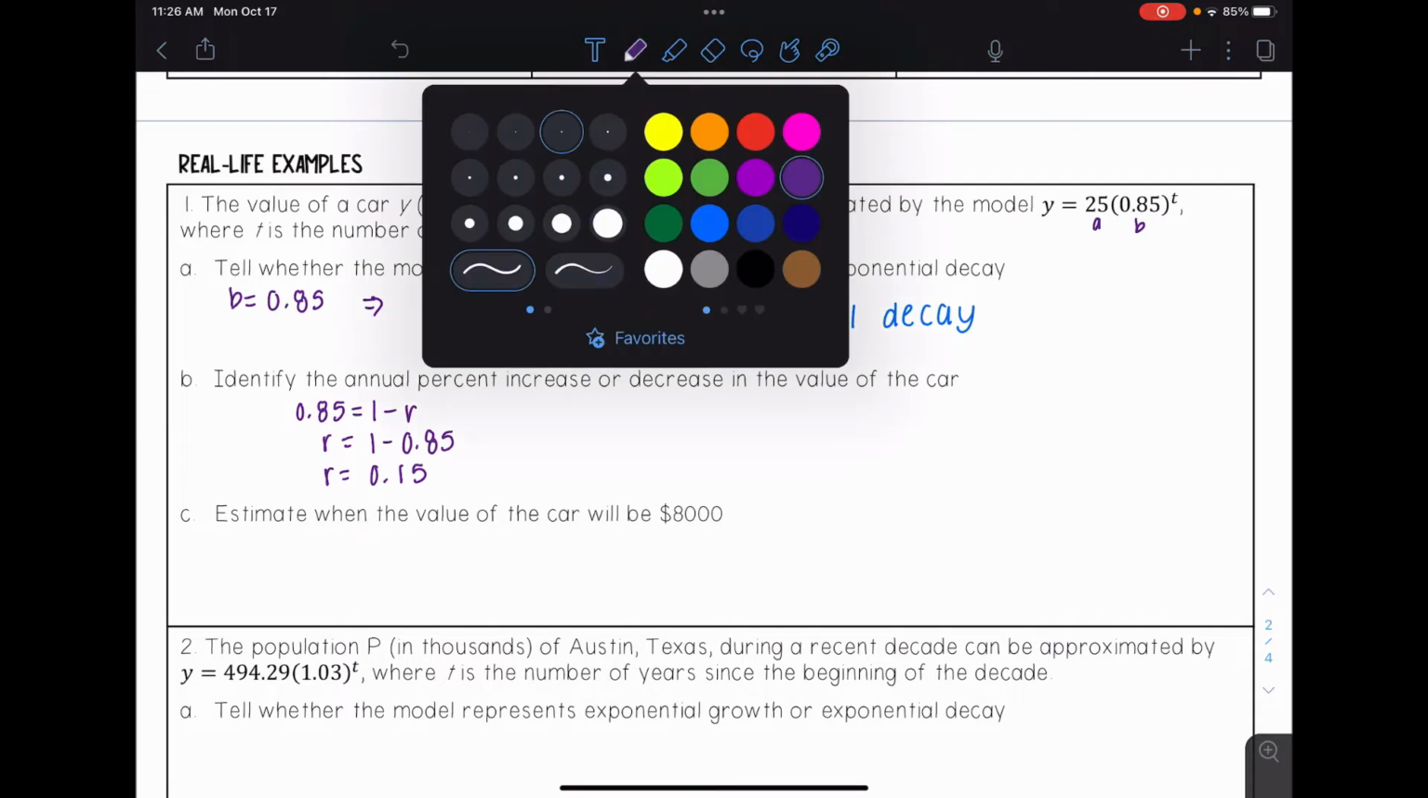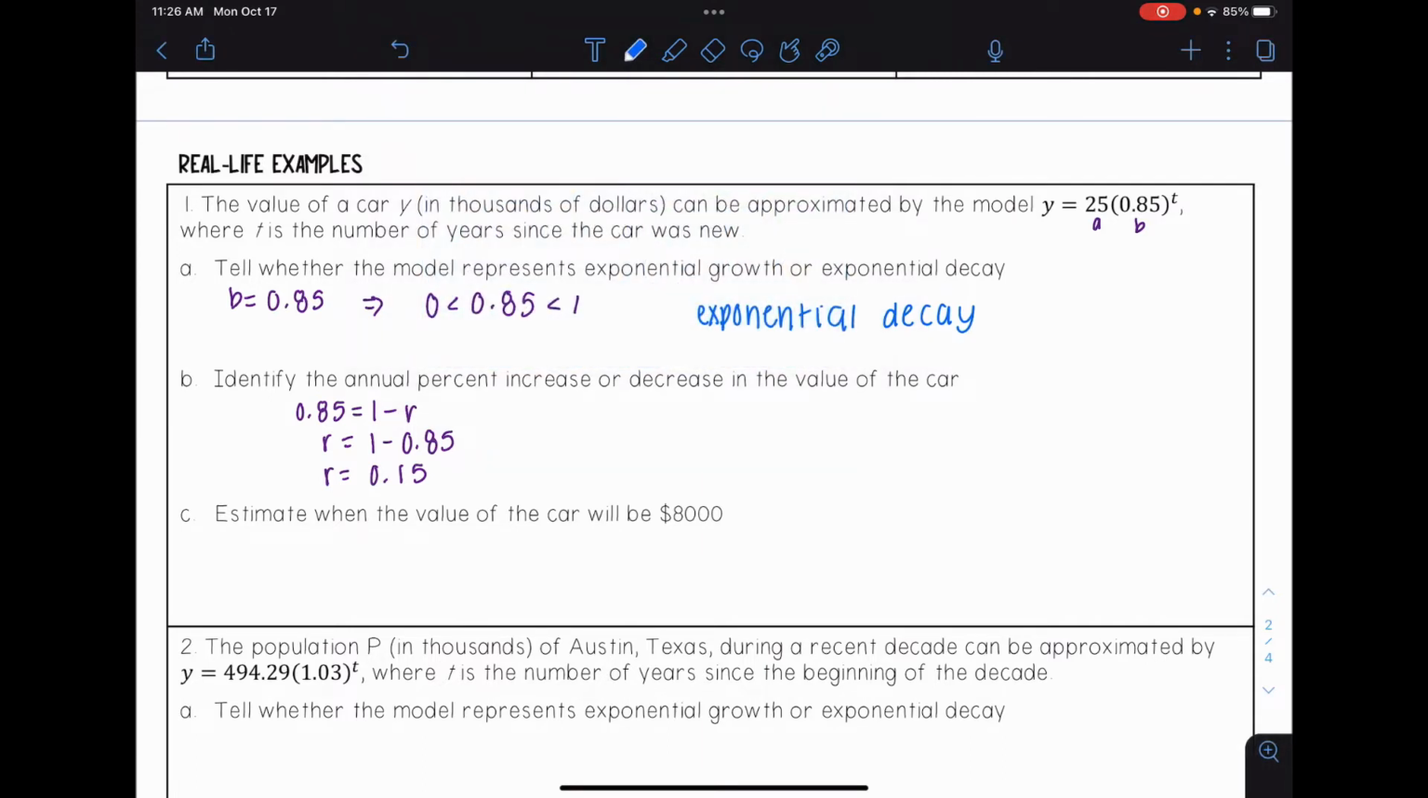So that means that the annual percent decrease, since this is a decay, it's asking for the percent, so I need to move this decimal place 2 to the right, so it's going to be 15%.